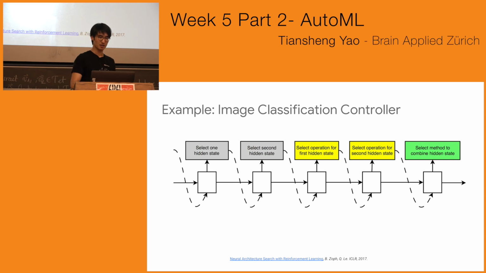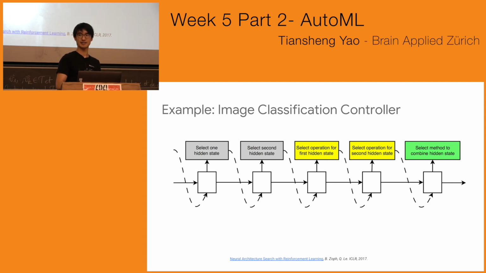It works as follows: given the input, my controller first selects the first hidden state and then the second hidden state. Then it selects the different operations I want to apply to the first hidden state, then the operation for the second hidden state, and then the function to combine these hidden states. So it's basically a way to sample different operations.